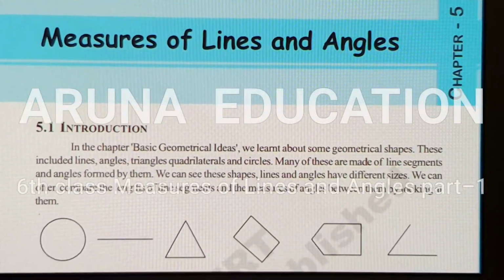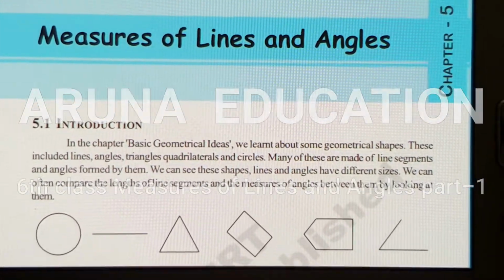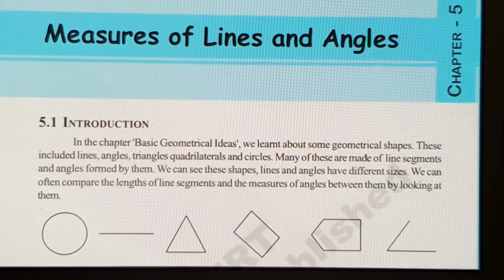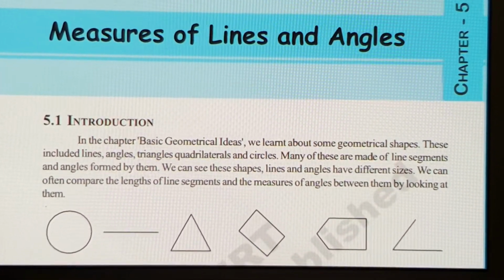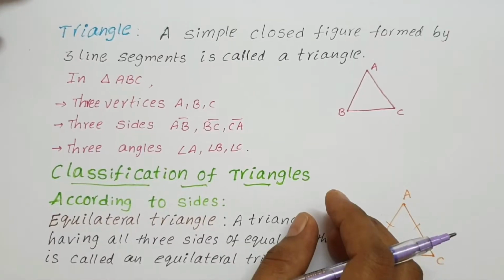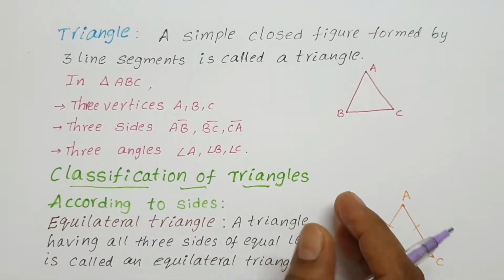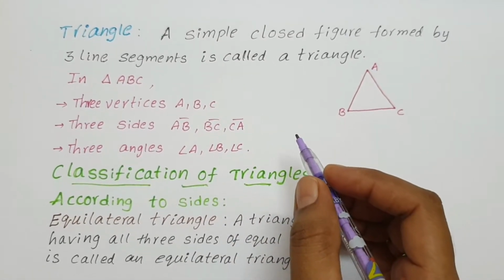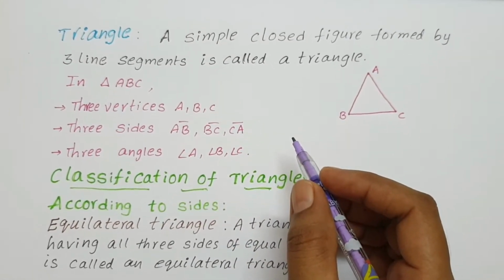Hi students, the 4th chapter is completed, now the 5th chapter: measures of lines and angles. About this chapter, let's see some introduction. Before, in the 4th chapter, we learned what is a point, line segment, ray, intersecting lines, parallel lines, and so on.